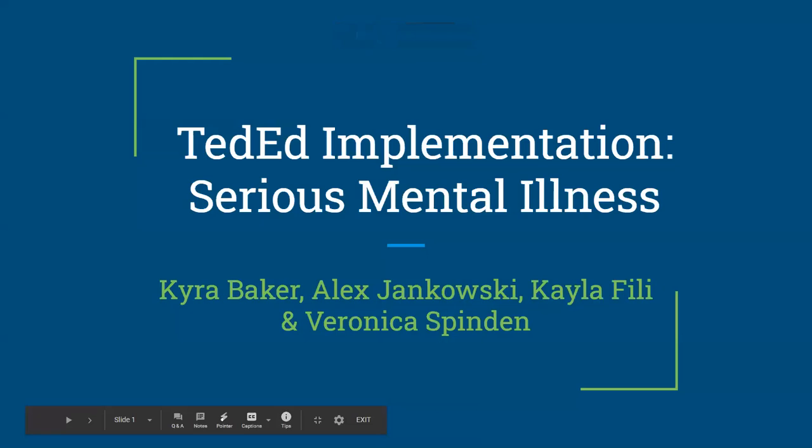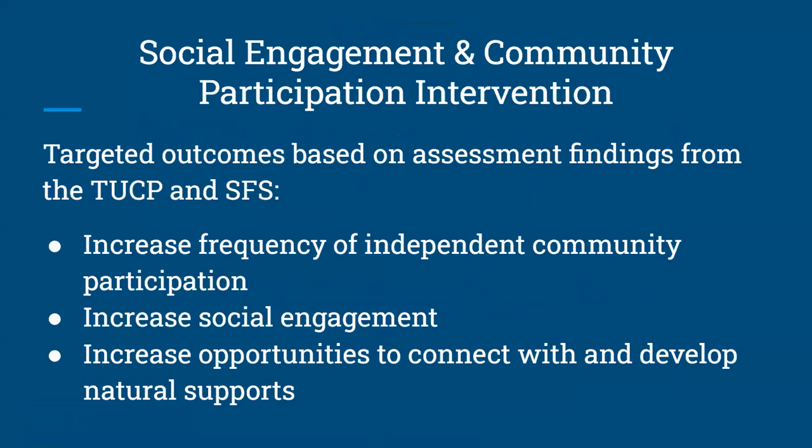Welcome to our Social Engagement and Community Participation Implementation module for adults with serious mental illnesses. This module builds upon previous lessons in this series and includes targeted outcomes developed from the Social Functioning Scale and the Temple University Community Participation Measure. Outcomes include increasing the frequency of community participation, social engagement, and natural supports.